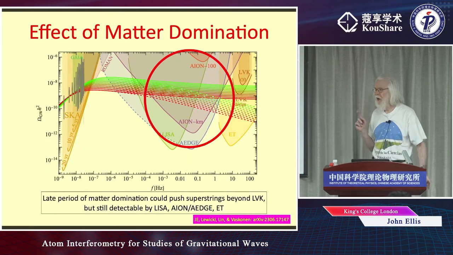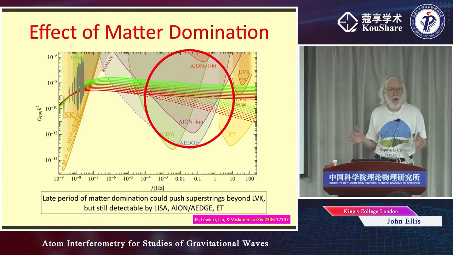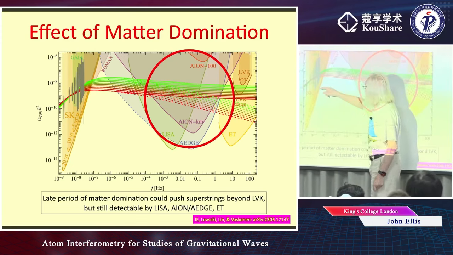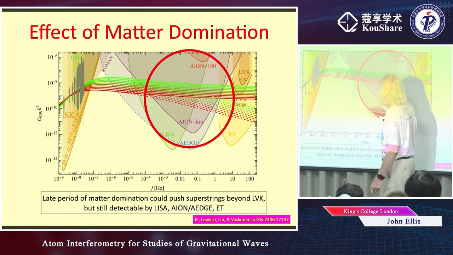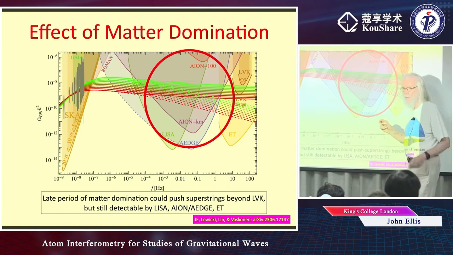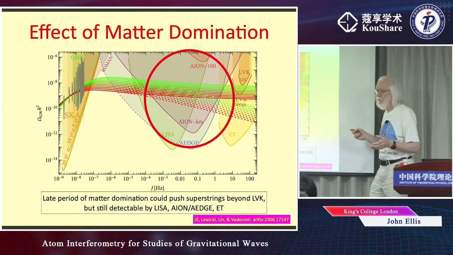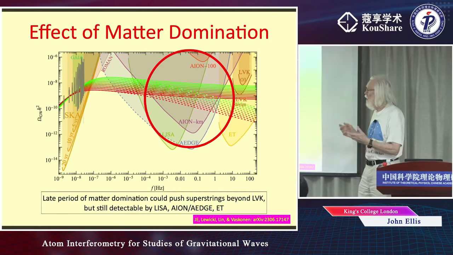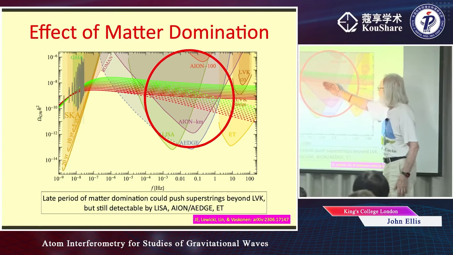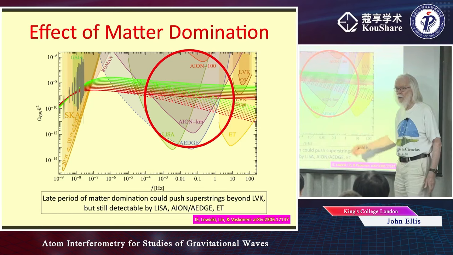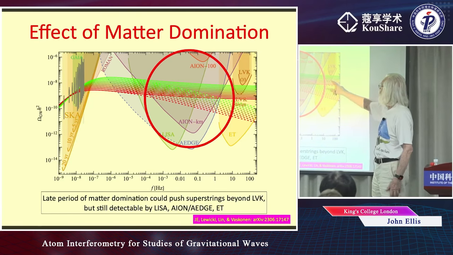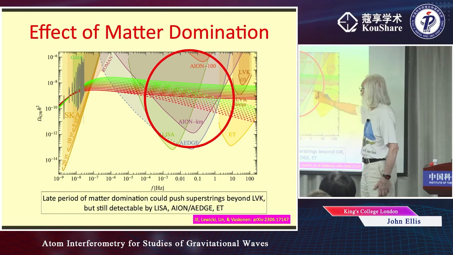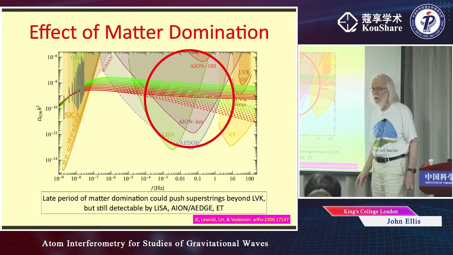Now the interesting thing is, what prediction does this model make? The astrophysical model said that you get energy distributions from black holes of different masses. The string prediction is that you get basically a flat spectrum, and that flat spectrum would be observable in future runs of LVK, and of course LISA and variants of AION.